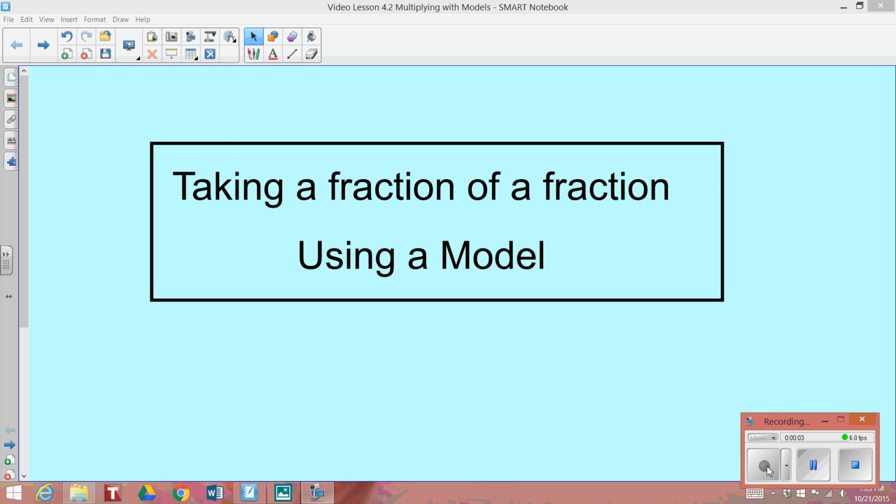This video is going to demonstrate taking a fraction of a fraction using a model. This video corresponds to lesson 4.2 in our discussion of multiplying of fractions. You might have remembered during a lesson we were talking about taking fractions of fractions. And in this video, we demonstrate using the model.